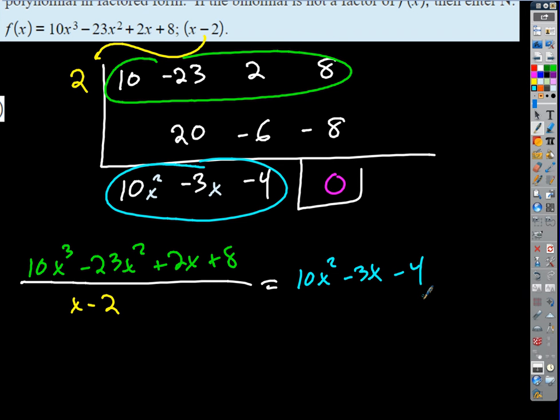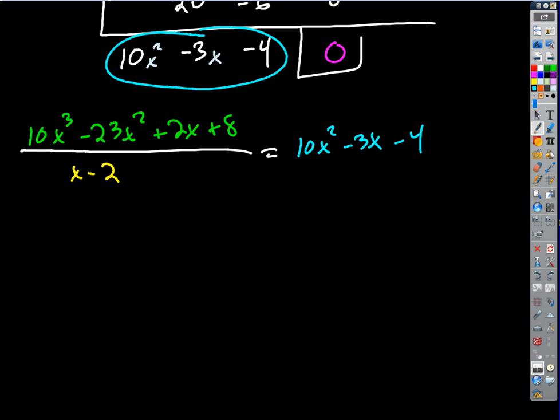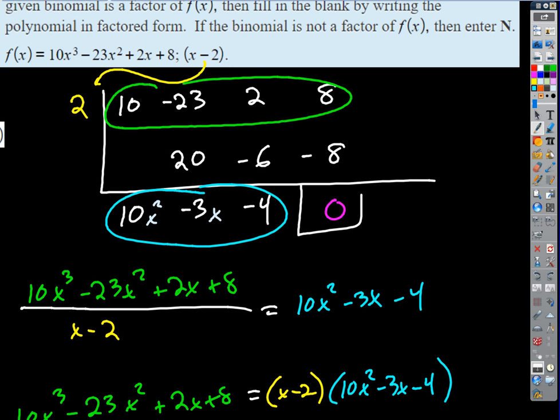So, in other words, we don't have to write this all out. We could just jump down to the next step. If I were to multiply each side by x minus 2, I'm just getting 10x cubed minus 23x squared plus 2x plus 8 equals x minus 2 times that. So that's what we've done so far. And did we have to write all that out? No, but the synthetic division was important, right?